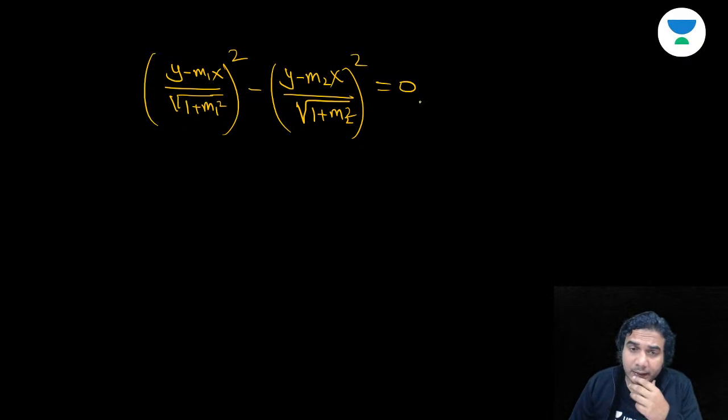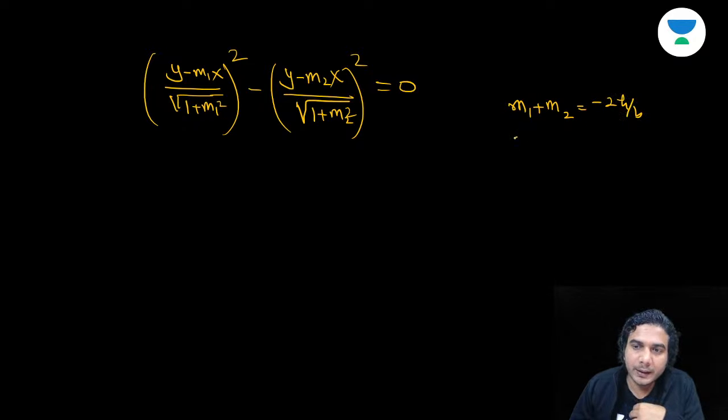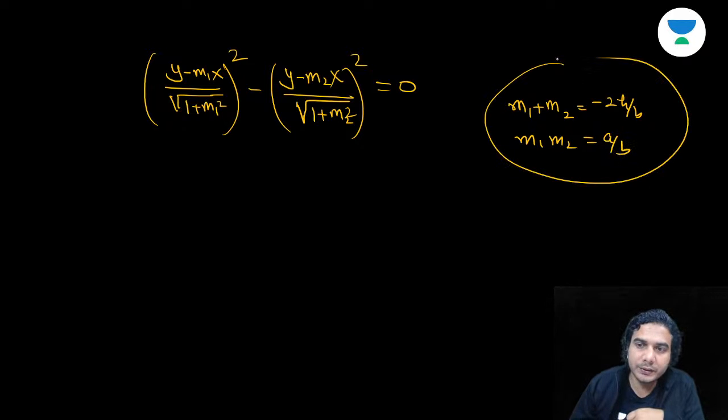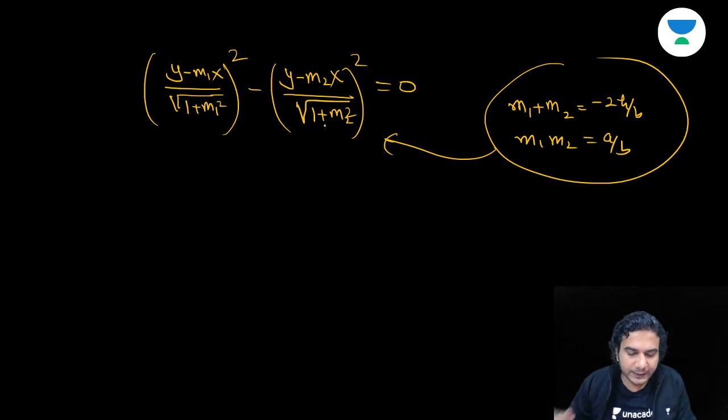If you simplify it, then you need to use these relations. You need to eliminate basically m1 and m2. So m1 plus m2 is minus 2h upon b, and m1 m2 is equal to a upon b. Using these two relations, we need to eliminate m1 m2 from this equation. It is a slightly lengthier process, so I'm directly coming to the result.